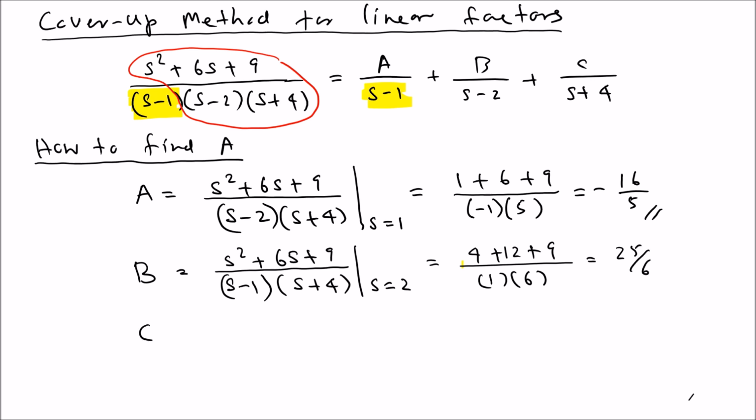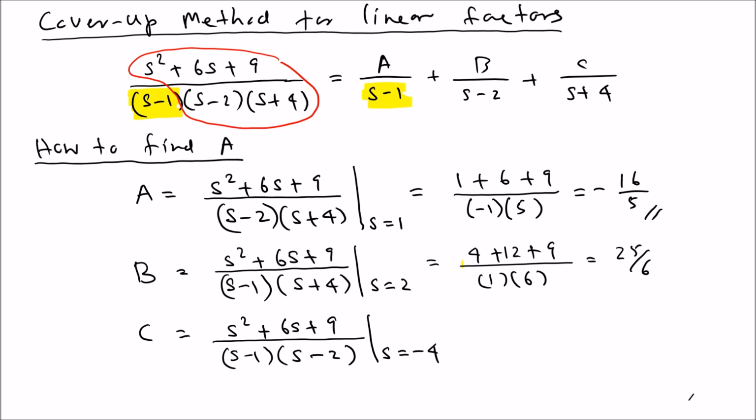And then if you want to find c, do the same thing. S squared plus 6s plus 9 over, what are the other terms? So write the other terms. So s minus 1, s minus 2, you substitute s equal negative 4.